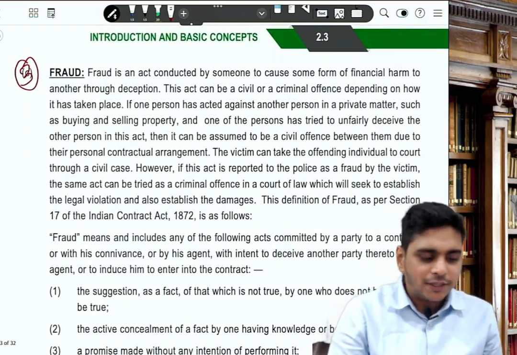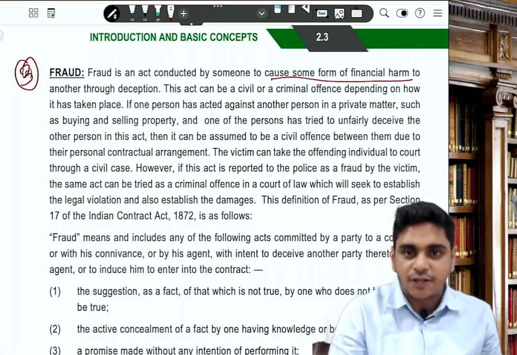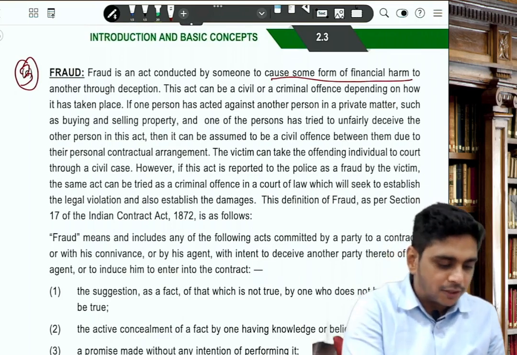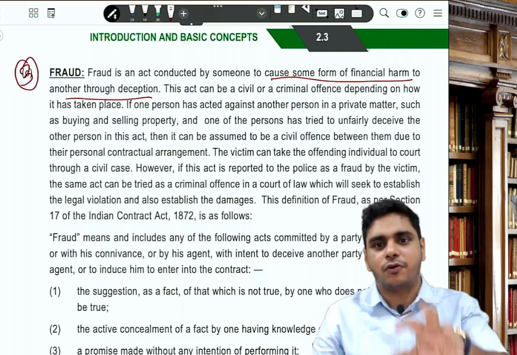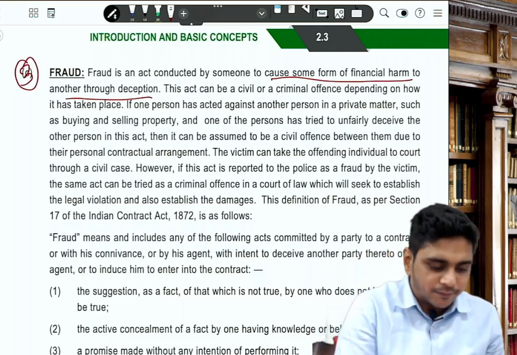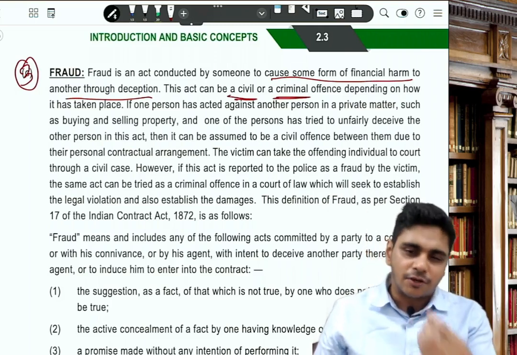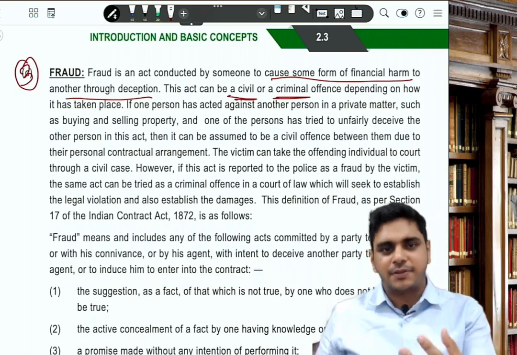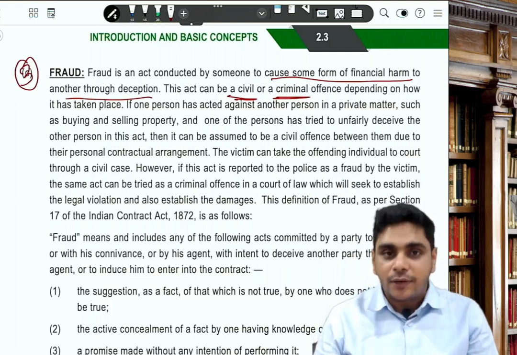So fraud is an act conducted by someone to cause some form of financial harm to another through deception, like showing something wrong, something lucrative, but it is a fraud. This act can be civil also, it can be a criminal offense also. Civil basically means generally a monetary loss which can be recovered. Criminal basically means you have to go for imprisonment also, fine plus imprisonment, depending upon how it took place.